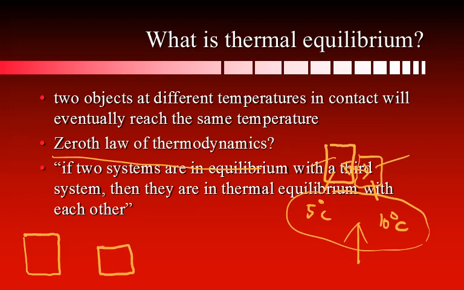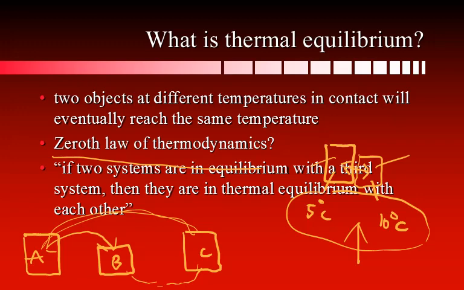So in other words, if you had three things, let's say you had substance A, substance B, substance C, and you said that, okay, substance A and substance B are in thermal equilibrium, right? But then substance B and substance C are in equilibrium with each other. Then substance C and A would have to be in equilibrium with each other. And so, it's kind of one of those straightforward things, but important to see there.